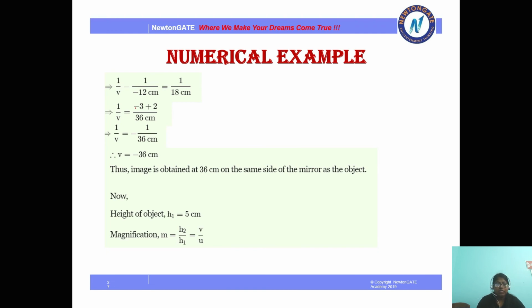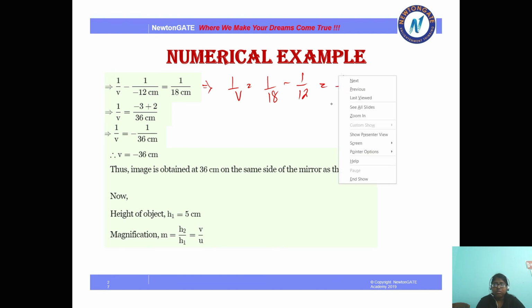So 1 by v is basically equal to, okay, I have skipped one step. Let me do this one. It is basically equal to 1 by 18 minus 1 by 12. Now you can do the LCM, which is basically 36. Then it is 2 minus 3. After that, it is minus 1 by 36. So v is equal to minus 36.